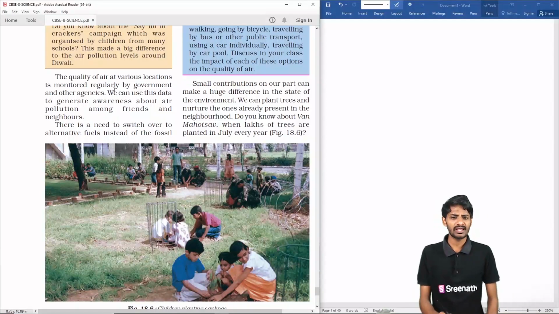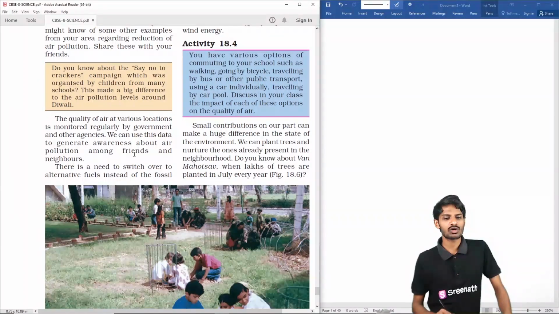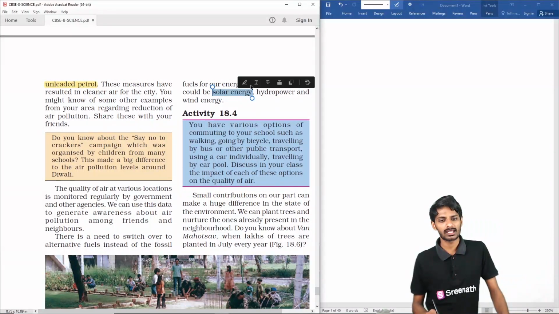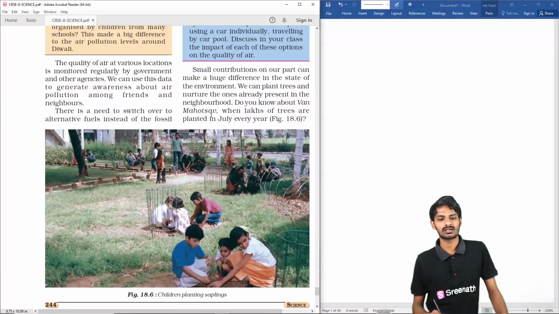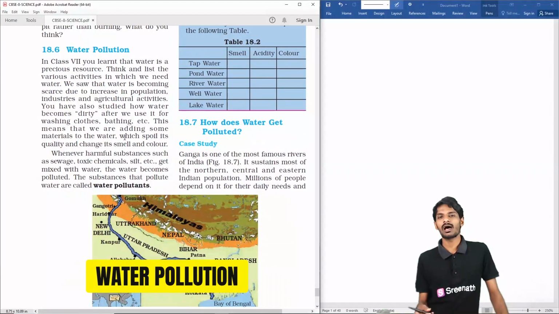We have to bring awareness about air pollution, students, and we have to plant many saplings and maintain greenery, so that most of the air pollution is got rid of. Instead of fossil fuels, we have to use renewable sources, that is solar energy, hydropower and wind energy, students. There is a Mahotsav every year where lakhs of trees are planted in July, students. And the next thing is about water pollution.